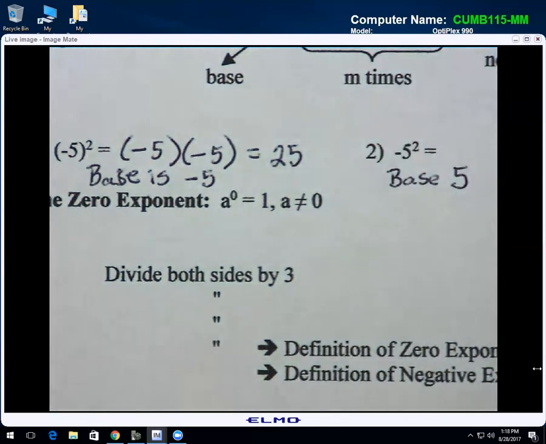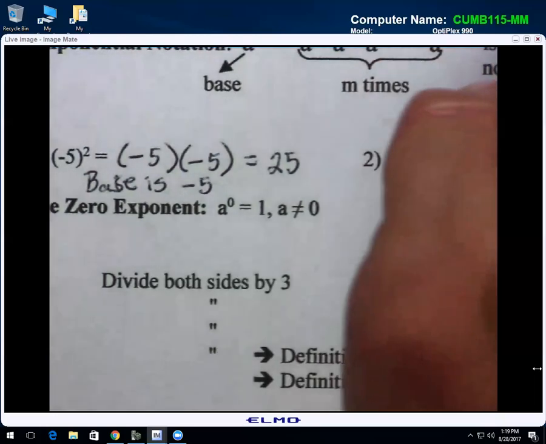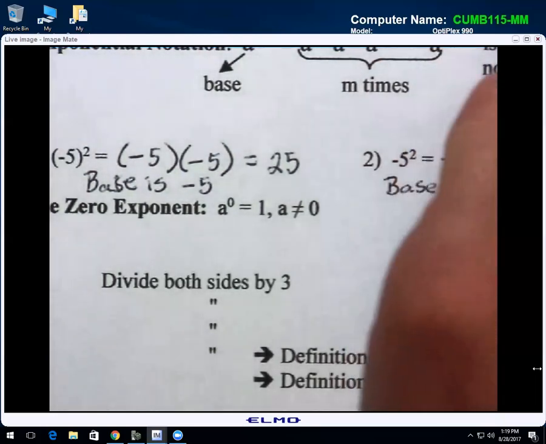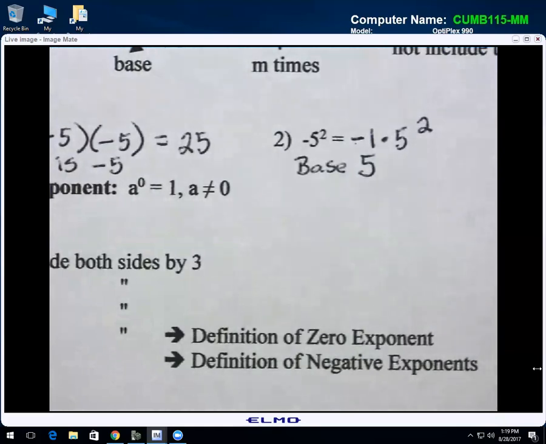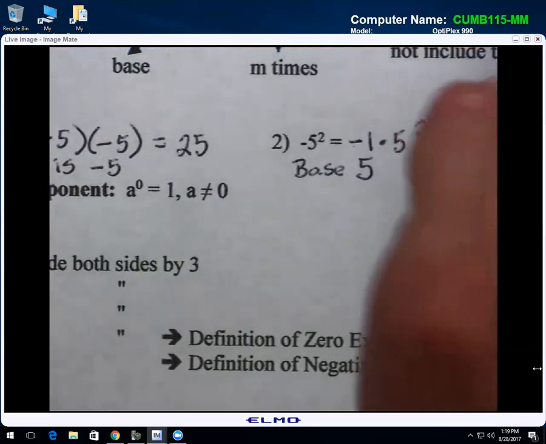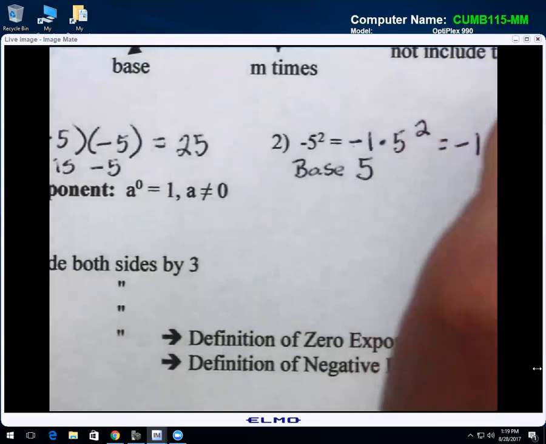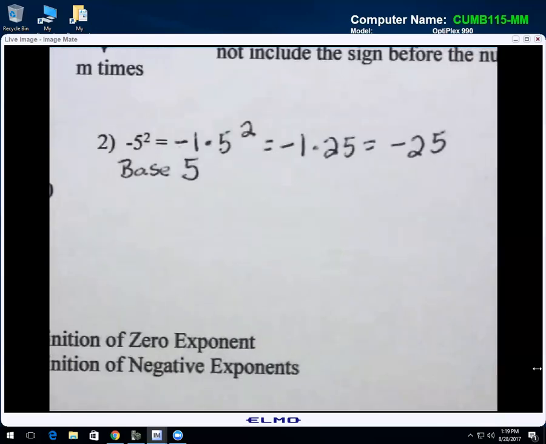A big part of math is training your brain to look at an expression the right way. And if there's a way that I could rewrite this second example that would help my eyes see better that the negative's not part of the base, I'd write it that way. I could write this as negative 1 times 5 squared. And then it's very clear to my eyeballs that that negative is not being squared. That's negative 1 times 25. That's why that answer is negative 25.